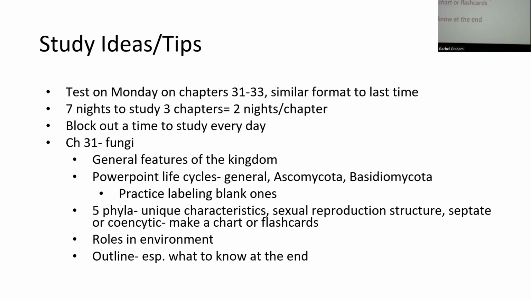And on your outlines at the bottom, there are always things that say like what to know or something. Make sure you cover something like that at the bottom of the outline. Look at those things, because those are the things that we're going to be looking for.